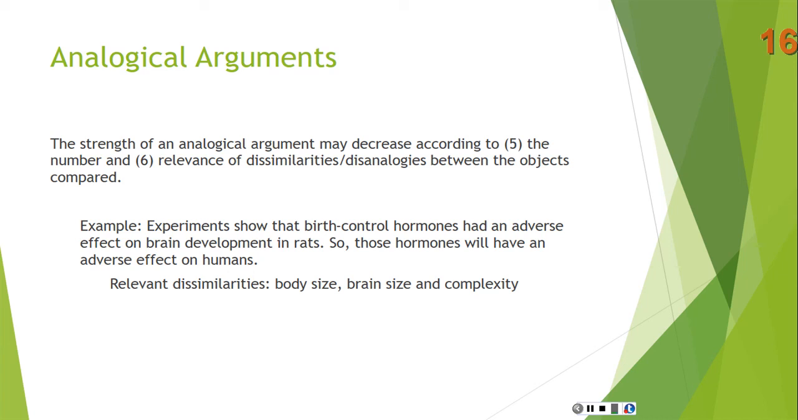So, you know, what would be an irrelevant dissimilarity? It would be maybe that, I don't know, actually. Rats have tails. That might be irrelevant. And humans do not. Rats have tails and humans do not. So you could point out that dissimilarity, but it's probably not going to impact the strength of the argument. Okay, so you can't just point out dissimilarities. You have to point out dissimilarities that are relevant to the analogy.